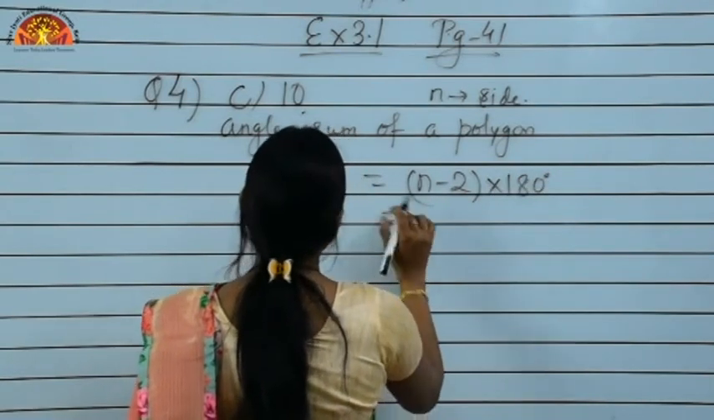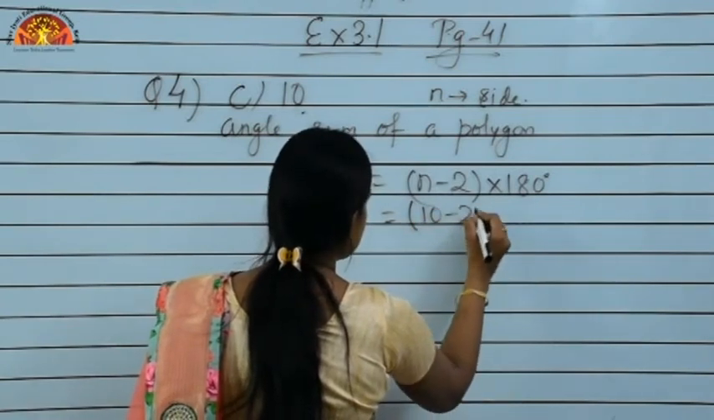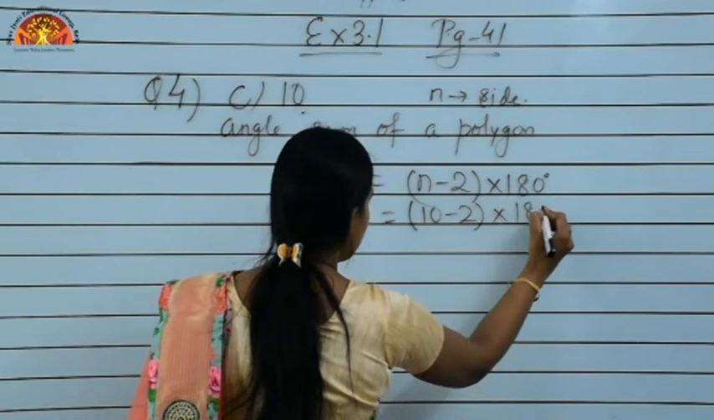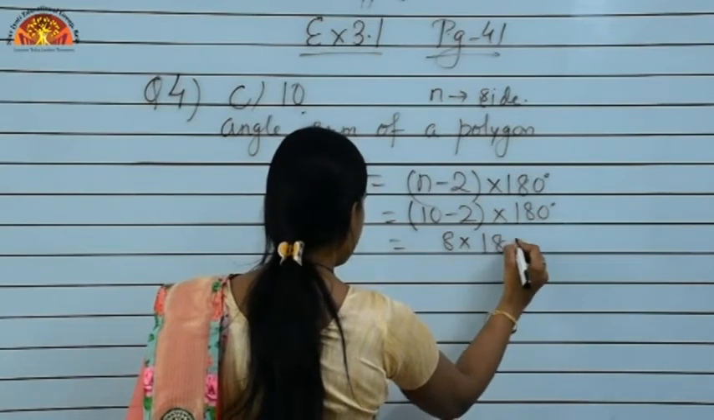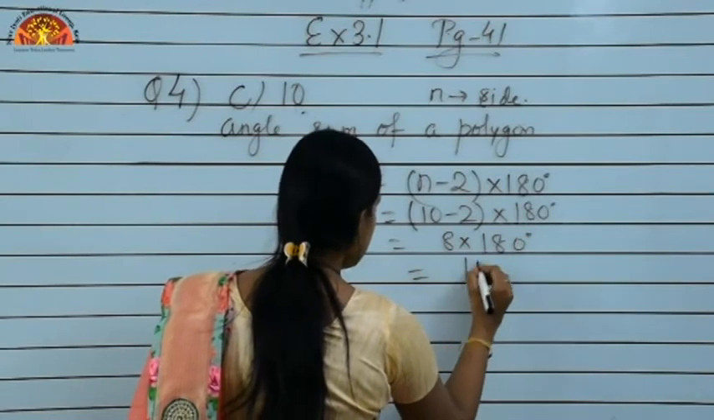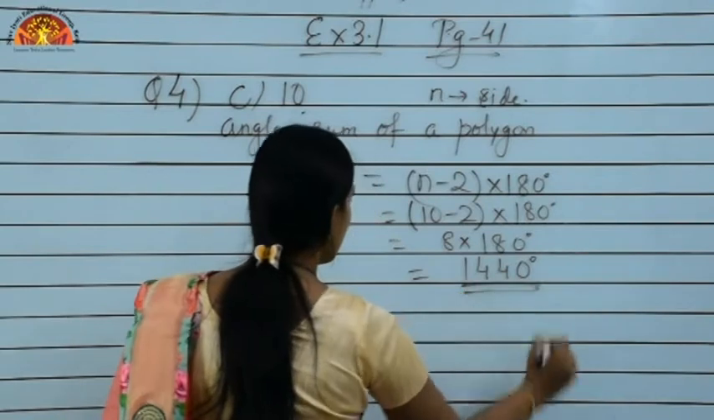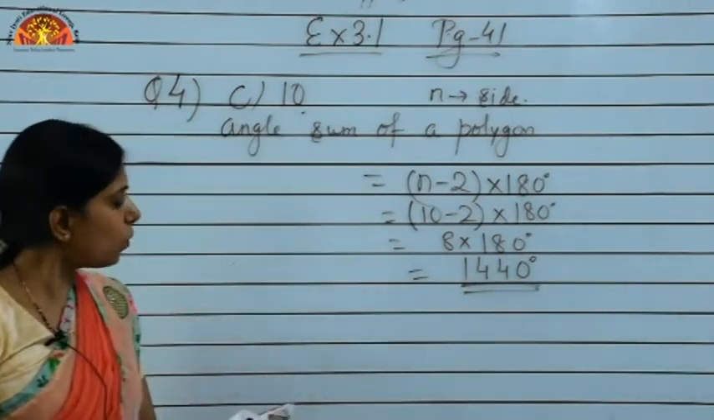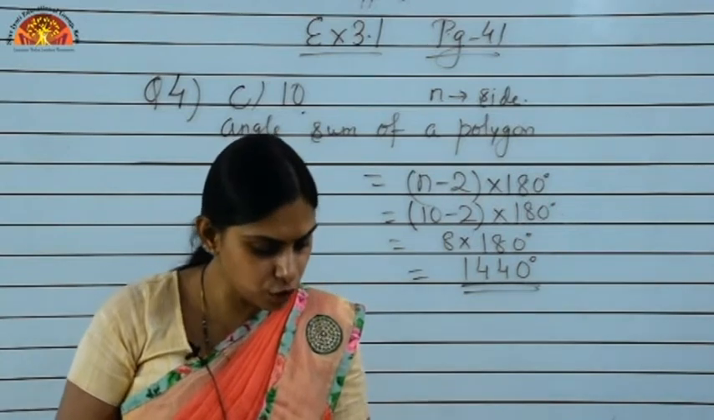So the value of n is 10. Substituting the value of n as 10, it's (10 minus 2) into 180 degree. So it comes out to be 8 into 180 degree. So your answer is 1440 degree. Okay.